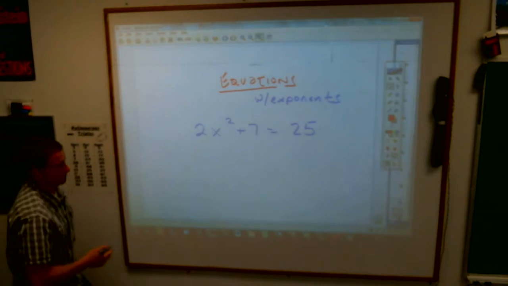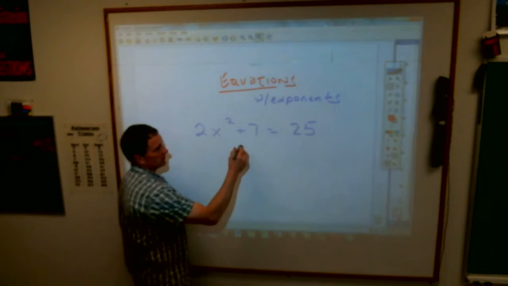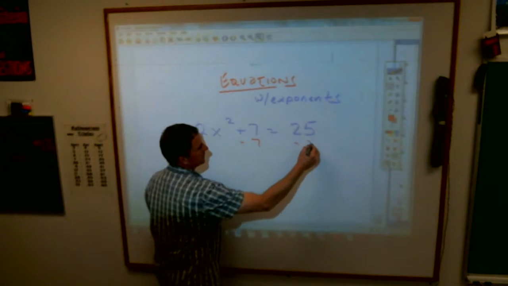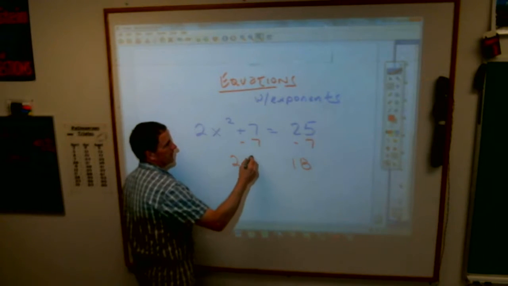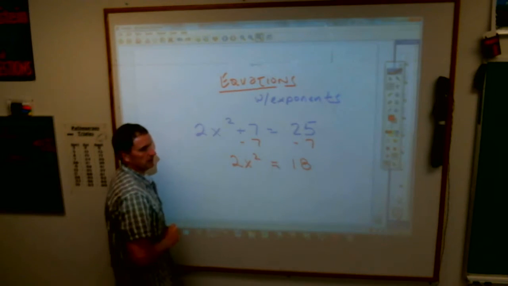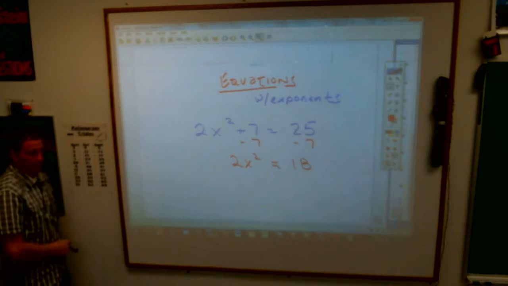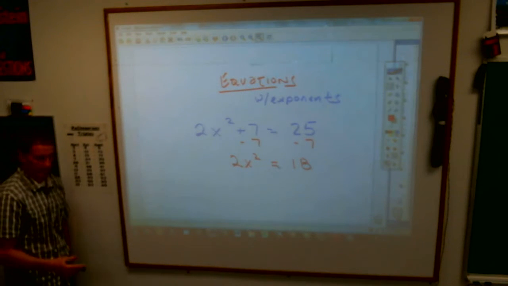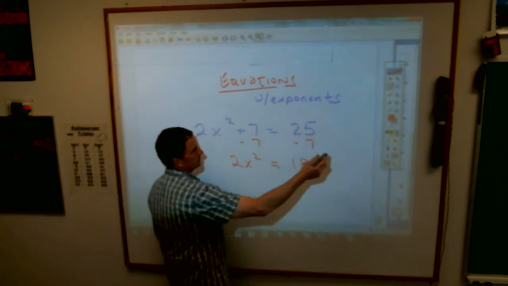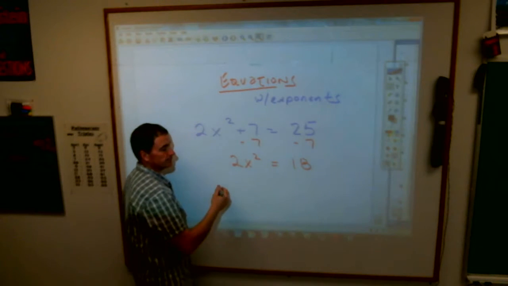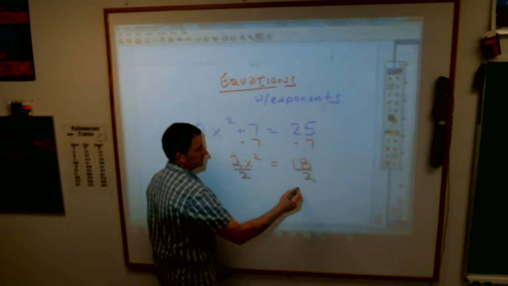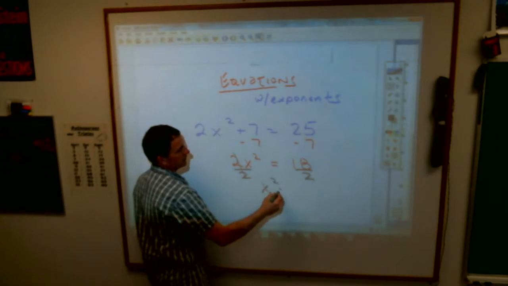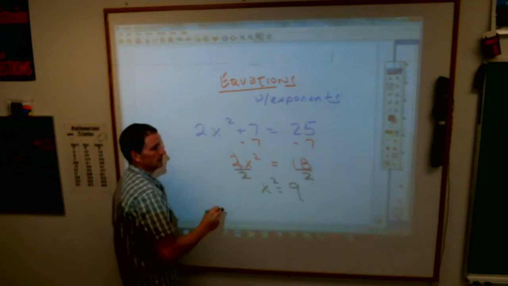Subtract 7. You do the addition, subtraction stuff first. And then when you subtract 7, you get this: 2x squared equals 18. Then to get x by itself, it's the same thing we've always been doing. You do what? Yep, divide both sides by 2. Now I'm left with x squared equals 9.